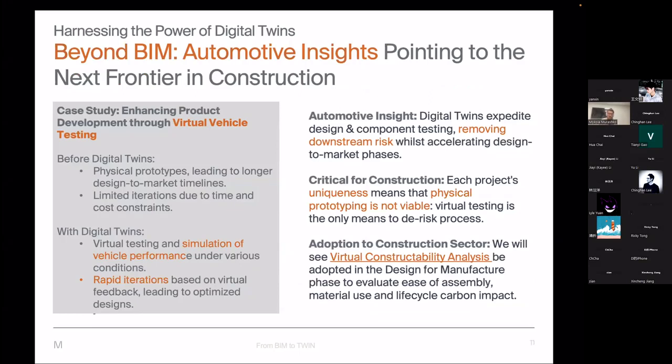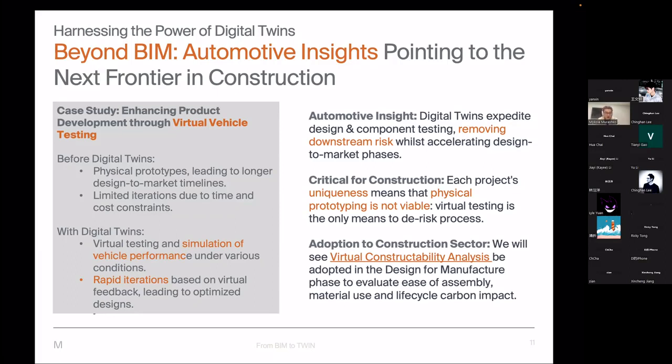So if you look at automotive, they've been using digital twins for a while now to do virtual vehicle testing, for example. Virtual vehicle testing simply means that when an automotive company makes a new model, they do not have to make thousands of prototypes, but rather most of the component parts are tested and optimized for manufacture inside of the software environment.